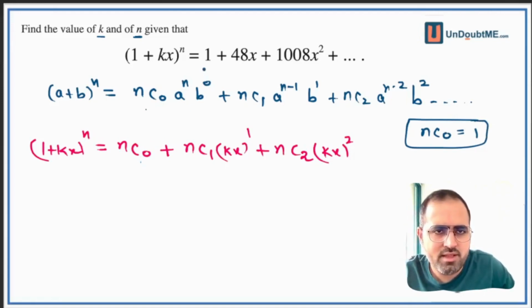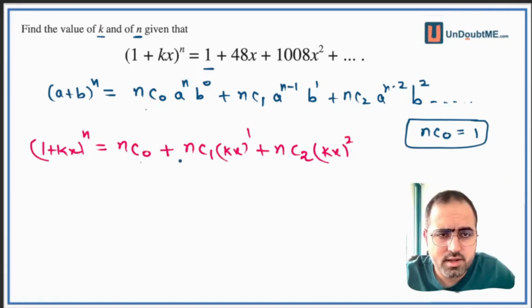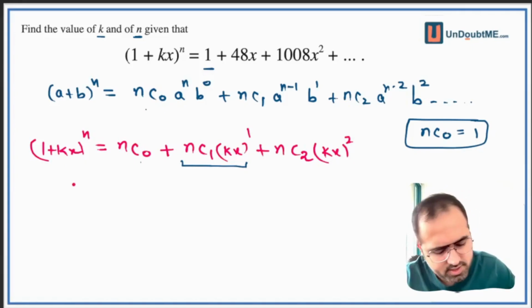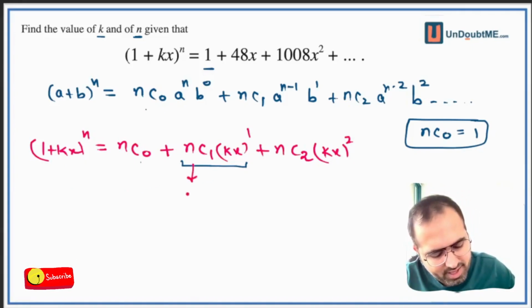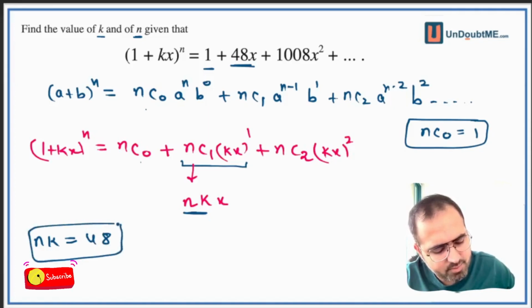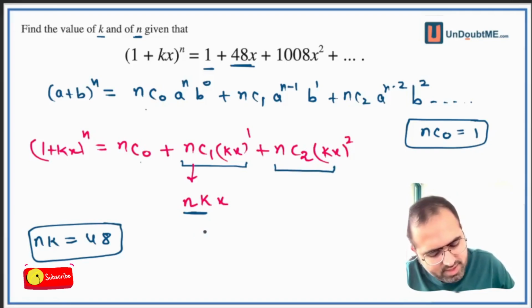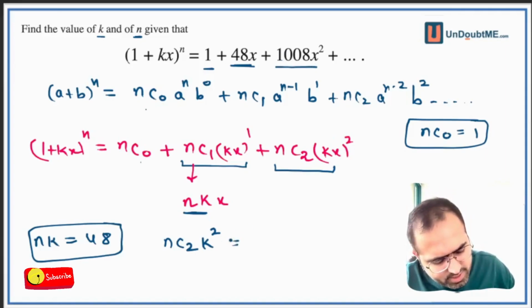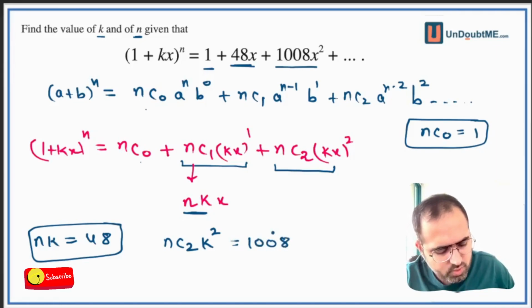so that 1 will be the same as the one which they have given on the right hand side, but the next term can give us a certain result. Let us see what we get from there. The value of nC1 is n, and then I have kx. Now this nkx can be compared with 48x, and I get the value of nk as 48. That is my first equation. Similarly for the second one, I look at the next term, nC2 k square x square, which will be compared with 1008 x square, and that gives me nC2 k square is equal to 1008.